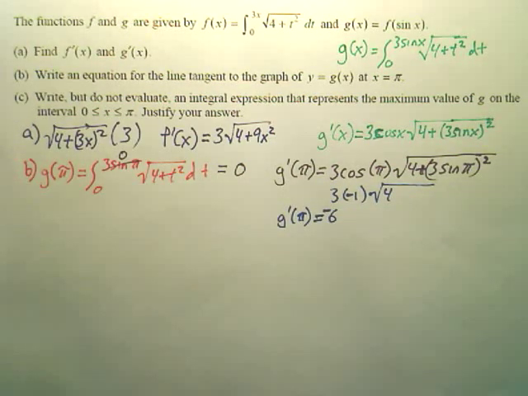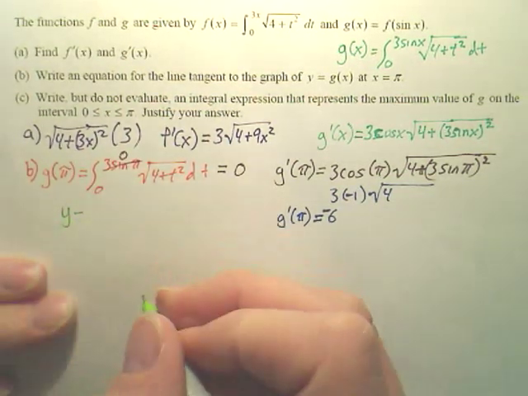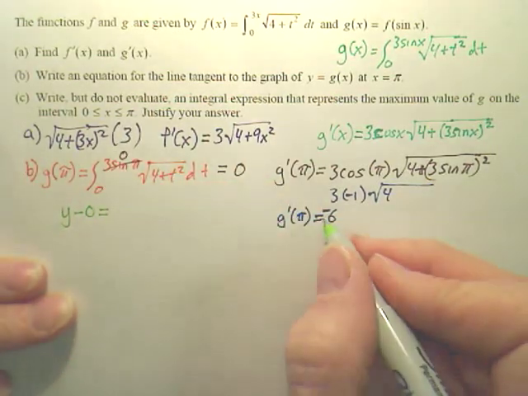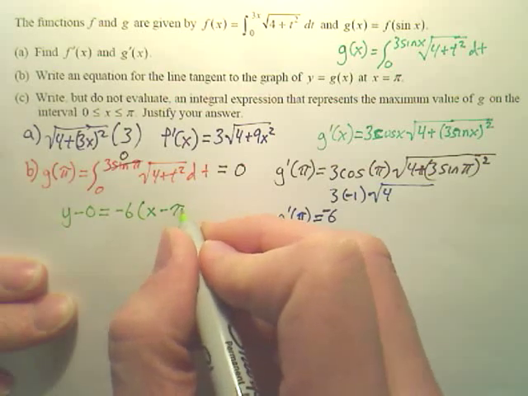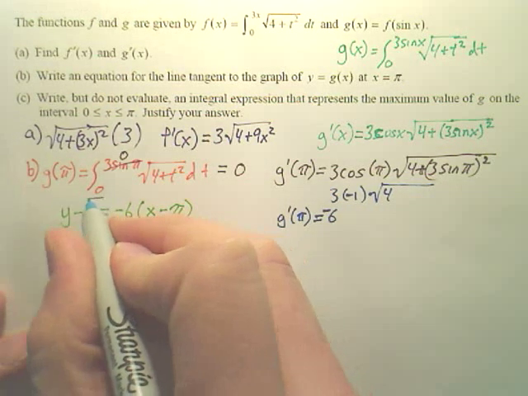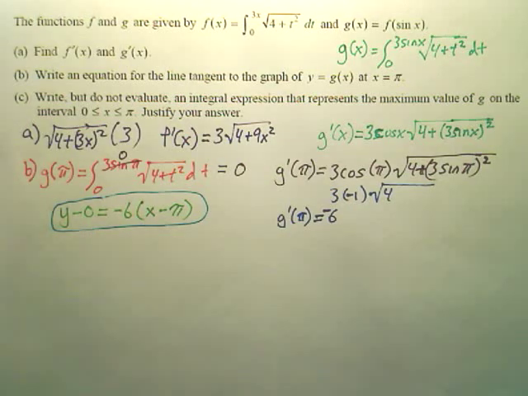So, from there, my answer is going to be y minus, what's my y value? 0. Equals, what's my slope? Negative 6. Times x minus pi. And you could probably leave it that way, but it'd probably be best to get rid of that 0, but I'm not going to do it right now because that's done. There's my graph of my tangent line.